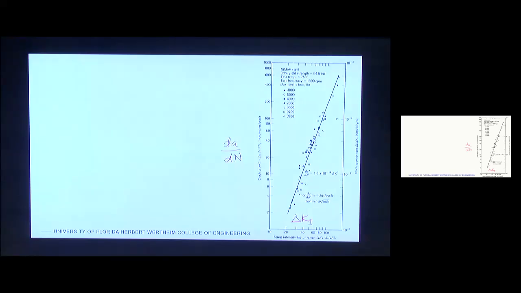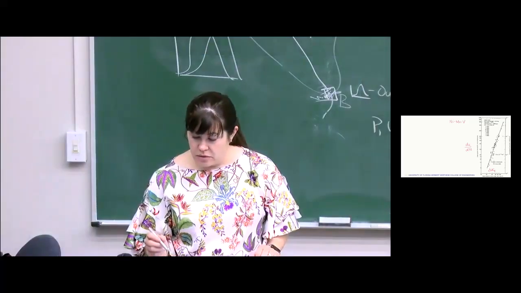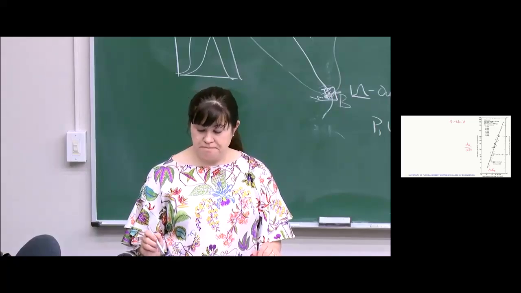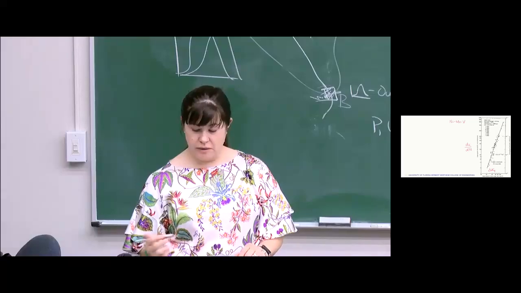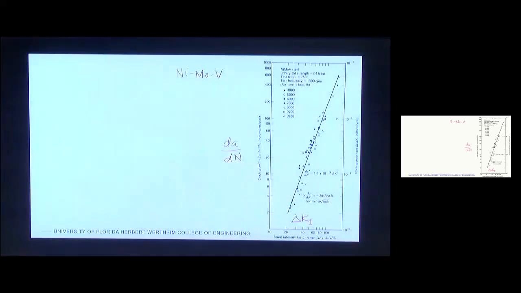Okay, so this was the way that was found to normalize all of the data, and this is specifically for the nickel, molybdenum, vanadium steel alloy that we've been talking about. And so it was tested under many different loads, with the same crack length initially. And they found that the crack growth rate all collapses onto one curve if they plot it as this change in stress intensity factor versus the crack growth rate. So we're going to use that.